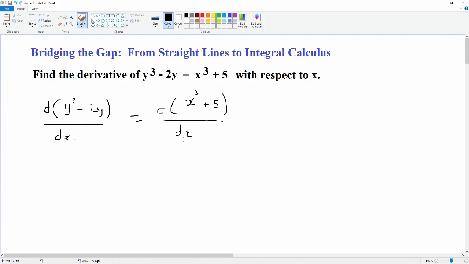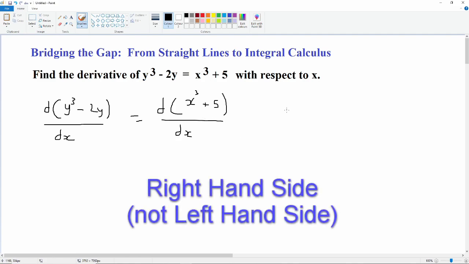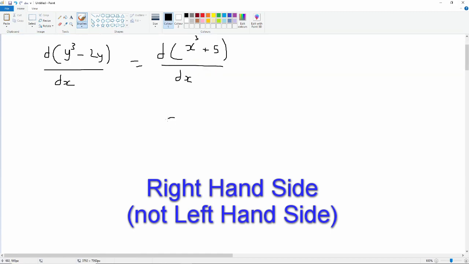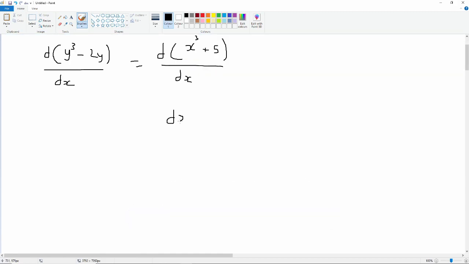Now let's take the right hand side first because it's really easy. We can split this into two because the sum of the derivatives is equal to the derivative of the sums. So this is going to be equal to the derivative of x cubed with respect to x plus the derivative of 5 with respect to x. And we know that the derivative of a constant with respect to a variable is just 0 because constants don't change. That's why they're called constants. So this is just plus 0, and anything plus 0 is itself.